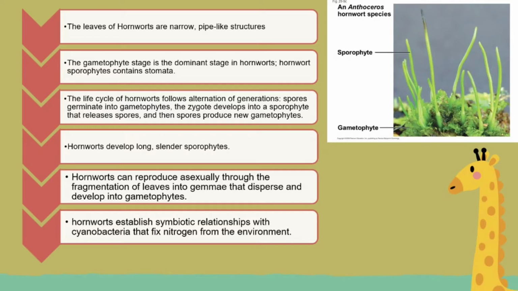Spores germinate into gametophytes. The zygote develops into a sporophyte that releases spores, and then spores produce new gametophytes. The hornworts develop long, slender sporophytes. Hornworts can reproduce asexually through the fragmentation of leaf into gemmae that disperse and develop into gametophytes. Lastly, hornworts establish a symbiotic relationship with cyanobacteria that fix nitrogen from the environment.